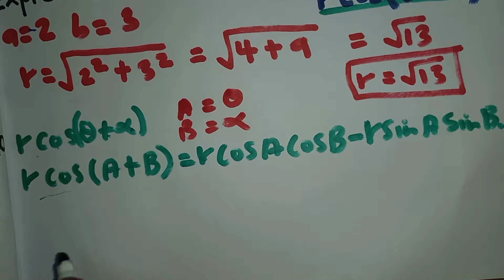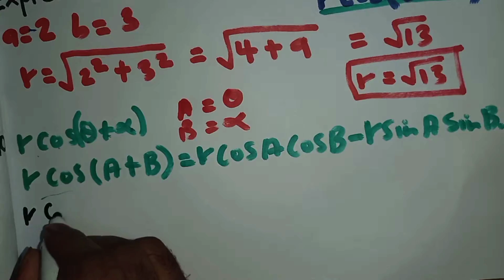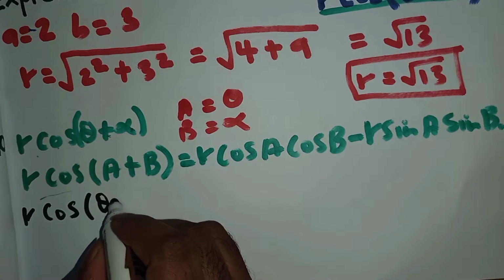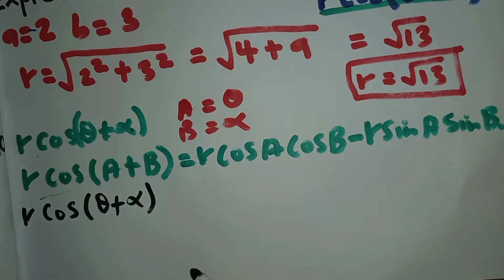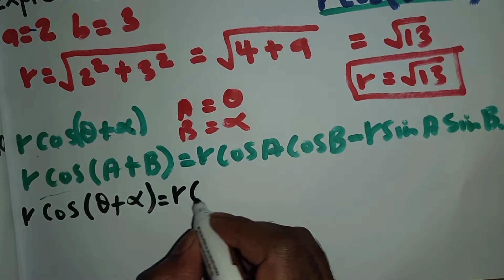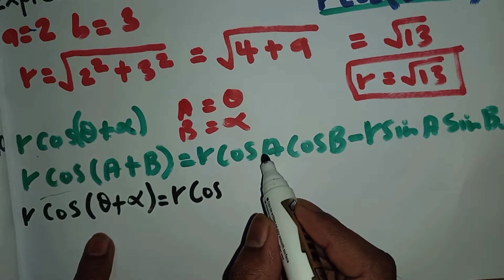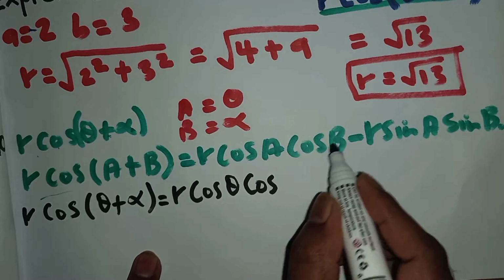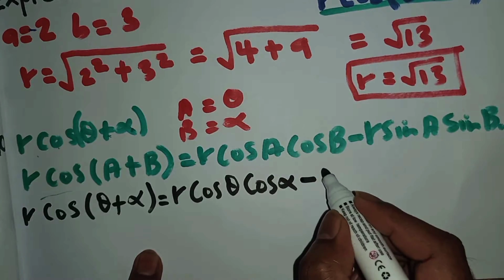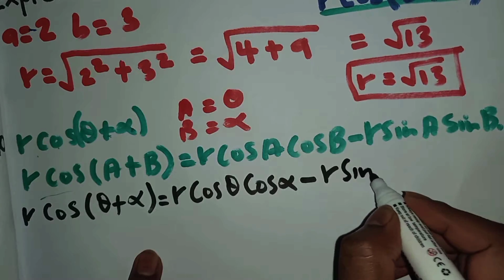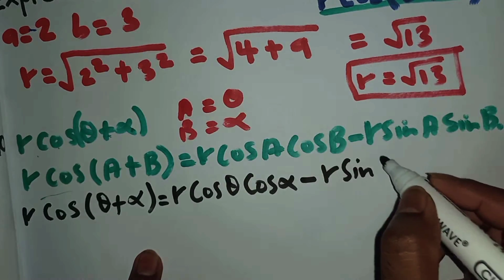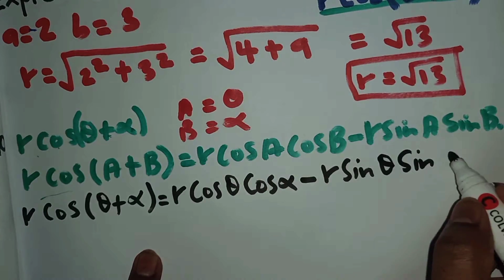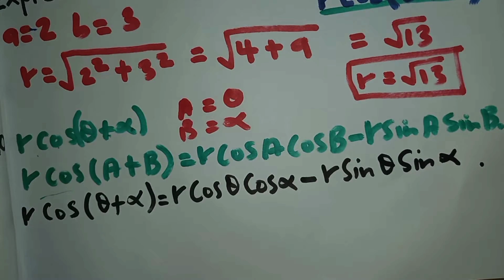So this will become r cos theta plus alpha, because a is theta, and that is same as r cos of, now a is theta, cos theta, cos b is alpha, minus r sin a, in place of a we will write theta, and sin b is same as alpha, right?